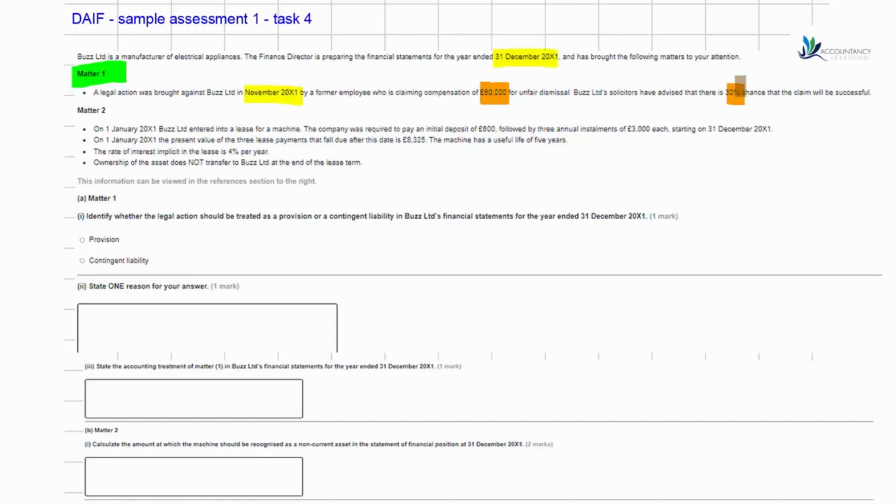So that means we need to think about provisions. So remember the definition of a provision, it's a liability with uncertainty. So either there is uncertainty over the amount, or there is uncertainty over whether or not we'll actually pay. So in this case, we have uncertainty over whether or not we will pay. So they're claiming the compensation, but there could be some uncertainty over that as well, couldn't there? Because when we go to court, the courts may decide that a different amount of compensation should be paid. So we need to look at IAS 37 for this.